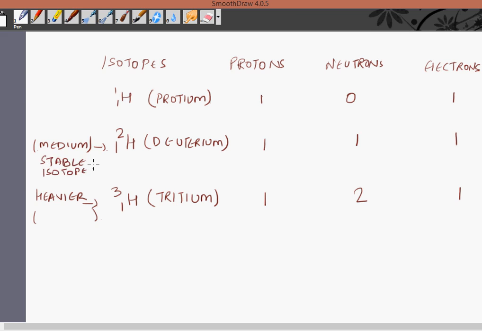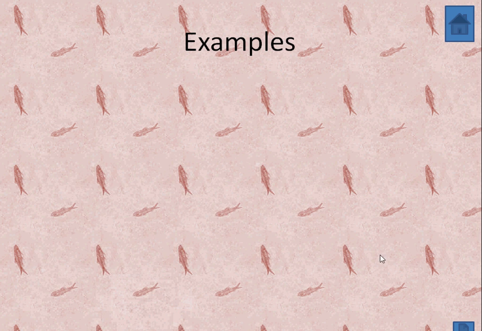Right? So this is the example which I gave you for the isotope, the hydrogen isotope, having three isotopes. Just learn by heart the protium, deuterium, and tritium. It will be more useful for you for the competitive exams. So friends, let's take a view of the examples.